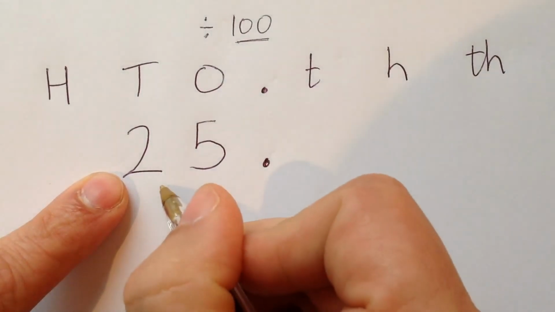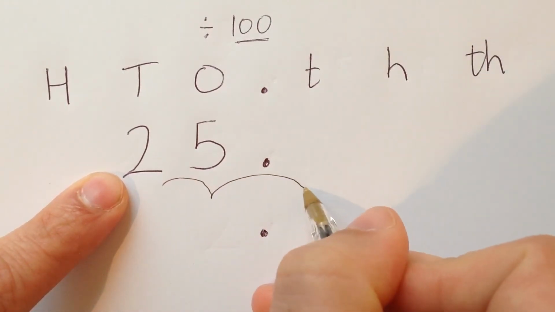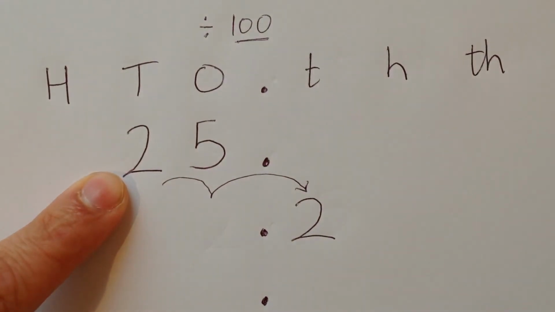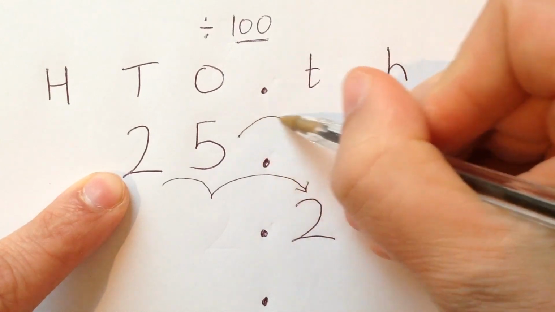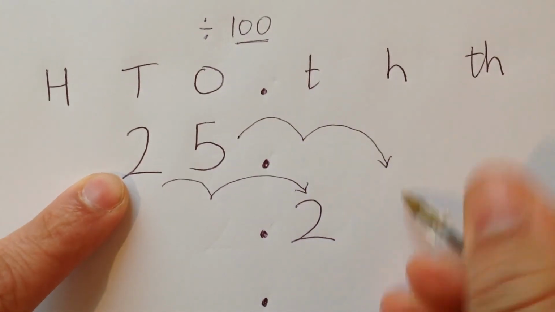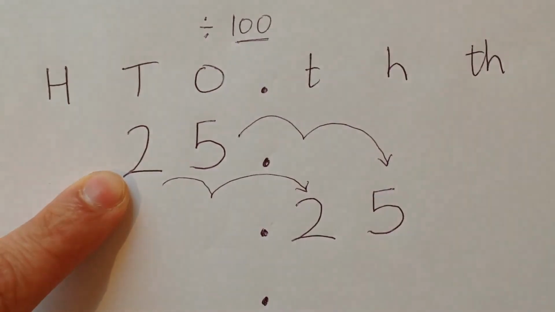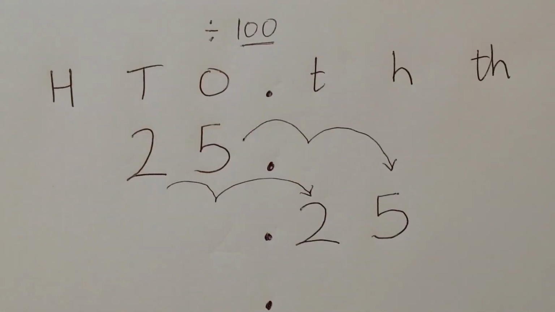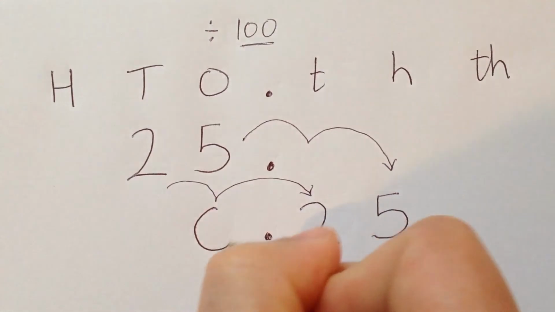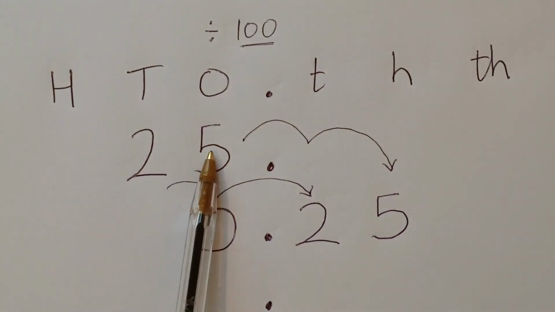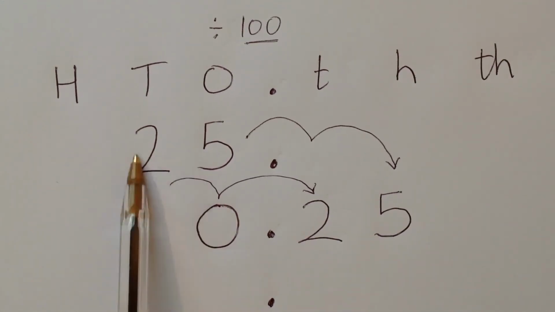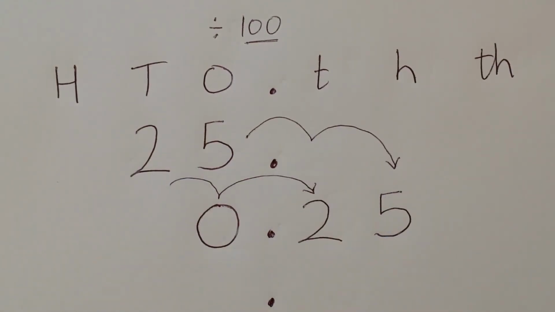So my 2 has got to move into the ones, and then it's got to move again. It's got to move once, twice, so my 2 jumps over here. My 5 has also got to move twice, once, twice. You'll notice it follows the 2 perfectly. So this is dividing by 100, but you'll be shouting at me, I hope. I crucially have got nothing in the ones column at the moment. Something has to be there, so I put a placeholder. So 25 divided by 100 is 0.25 because each number has moved twice in the place value headers.